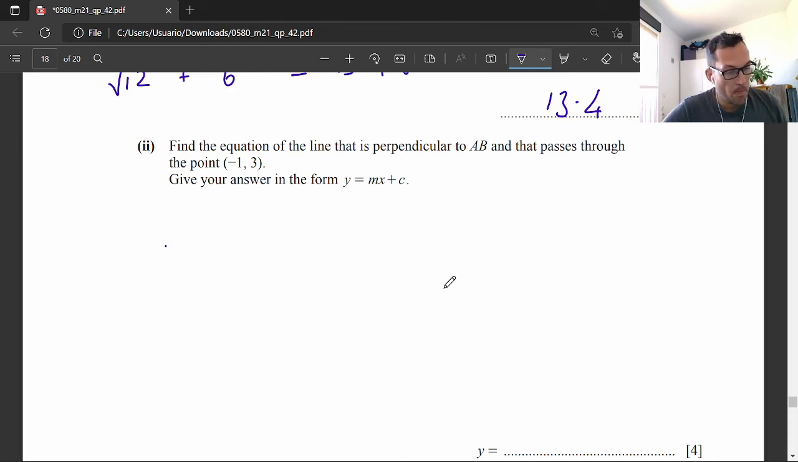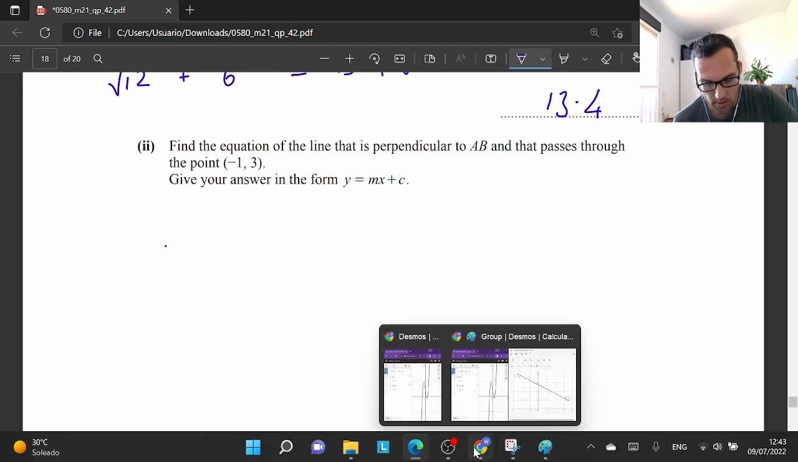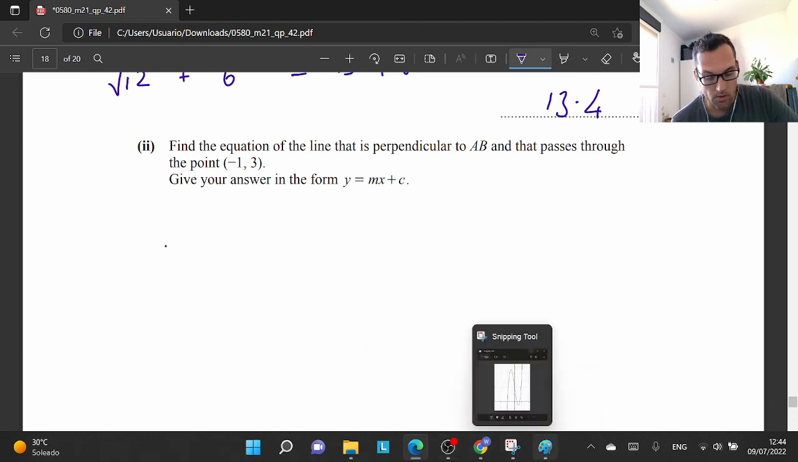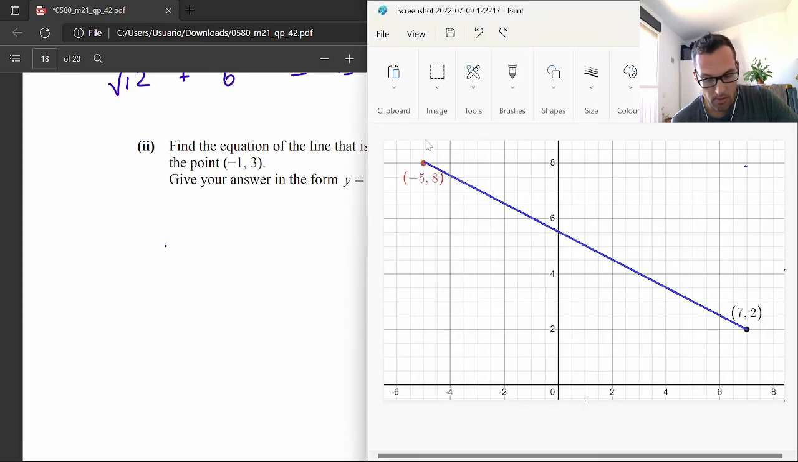Question 12b, number 2: we need to find the equation of a line that's perpendicular to AB that passes through the point (-1, 3), and write it in the form y = mx + c. So let's look at this again. This is the line they're referring to, from the previous question, where they gave us the two coordinates. Now they tell us we have a line that goes through the point (-1, 3), which will be over there.